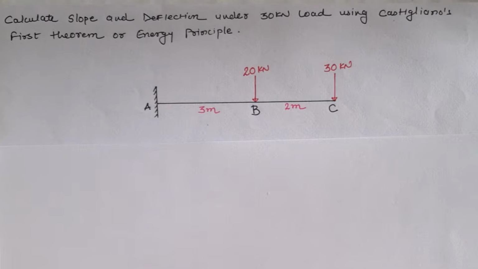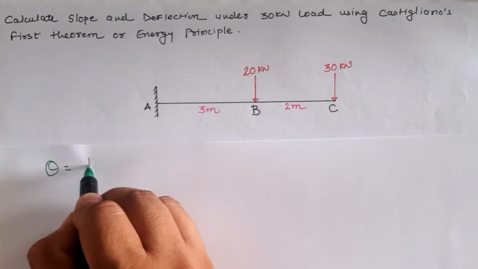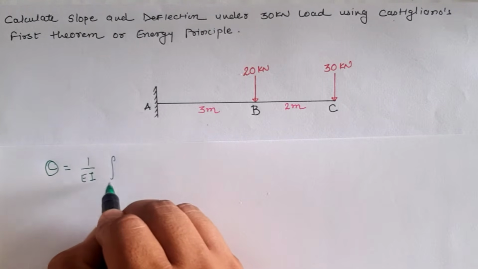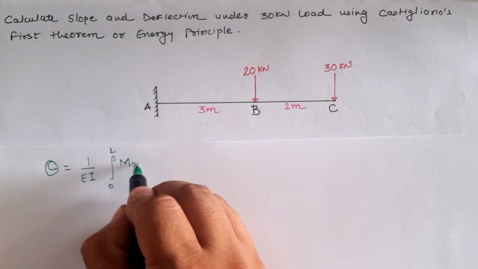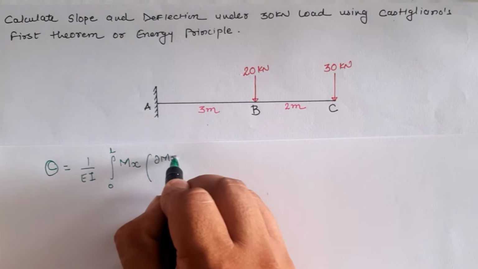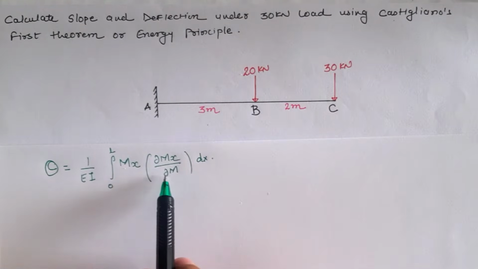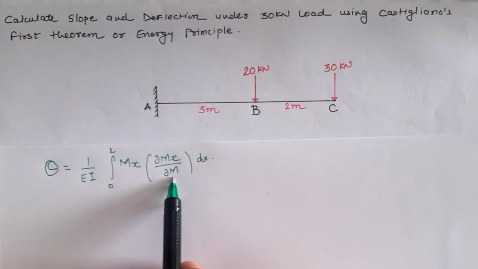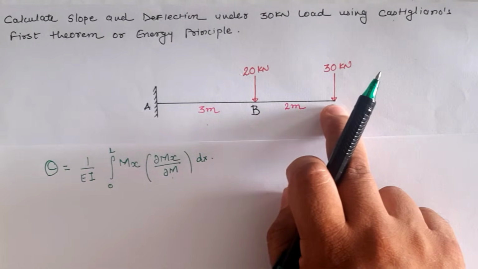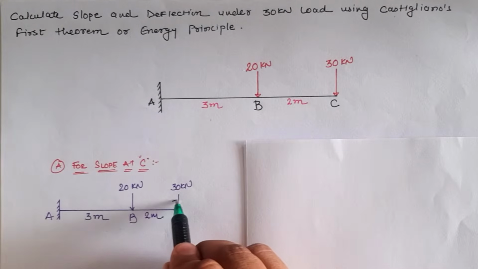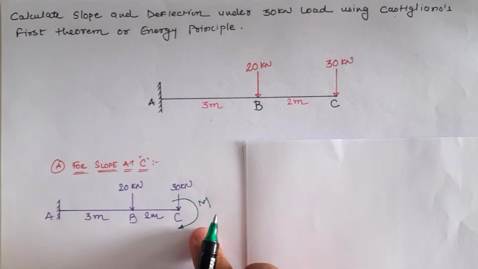Now according to Castigliano's theorem, we have to calculate the slope, or the rotation, by the equation 1 by EI, as a constant value, integral from 0 to L, or over the entire span, of the sectional moment Mx into del Mx by del M into dx, where the partial derivative is with respect to the moment M, which is an arbitrary moment at location C. So for slope we have to assume an arbitrary moment at location C as a clockwise moment as shown in the figure.